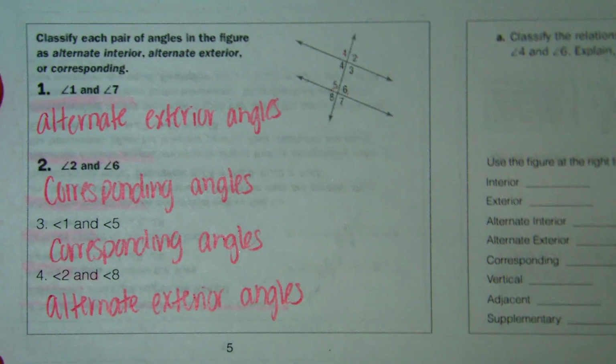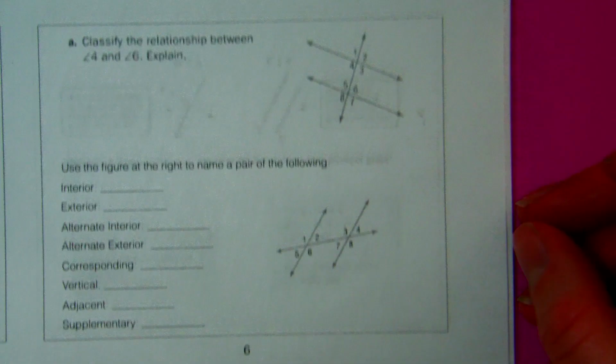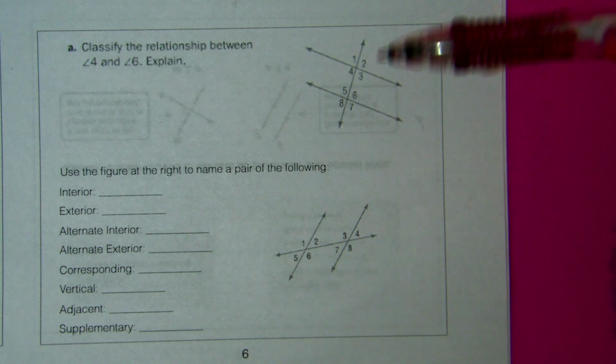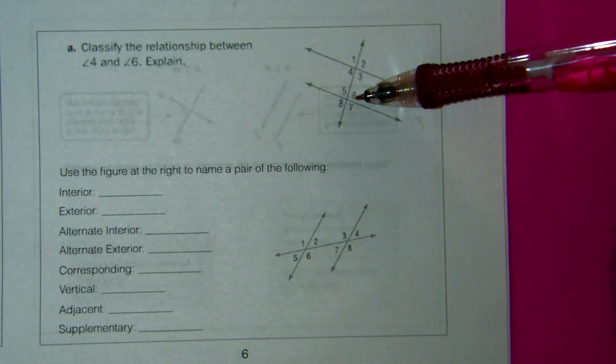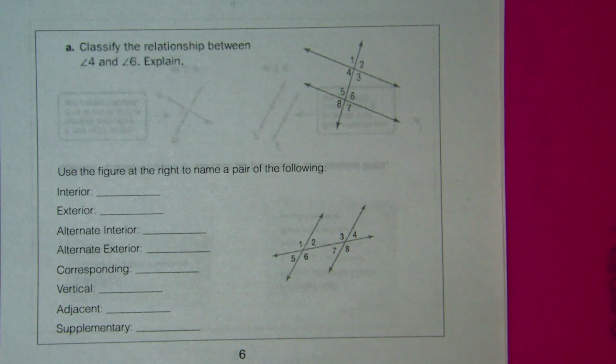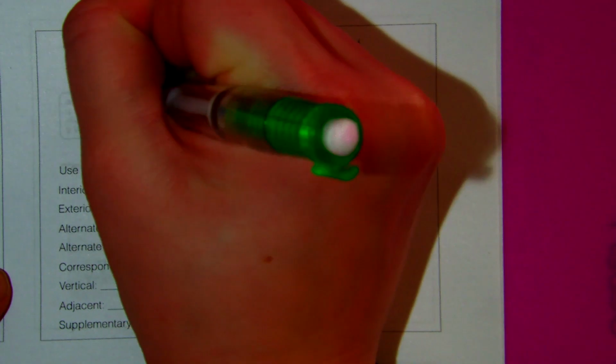An example of alternate interior would be 4 and 6, or 3 and 5, just so you see all three. Okay, slide 6. Classify the relationship between angle 4 and angle 6. Angle 4 and angle 6. So they're on the inside, on alternate sides of the line, so alternate interior this time.